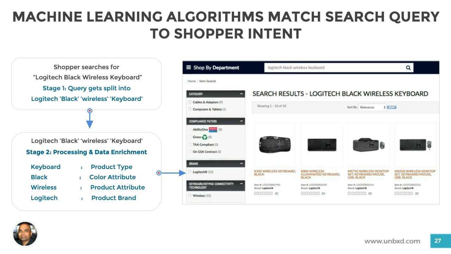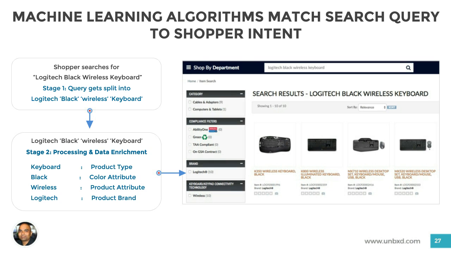So Unbxd is a self-learning platform that scales easily with a growing catalog, and most importantly, our machine learning site search technology understands buyers' search intent better with query classification techniques. This means that the system can identify the product type from its attributes. So for the query, say, Logitech black wireless keyboard, it breaks it into keyboard as the product type, black as the color attribute, and so on.